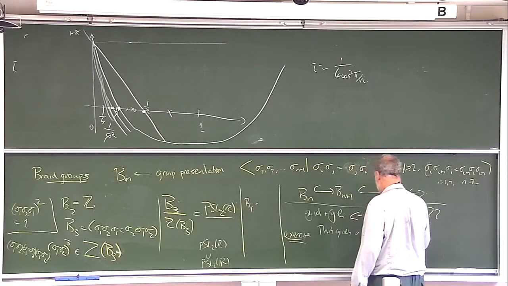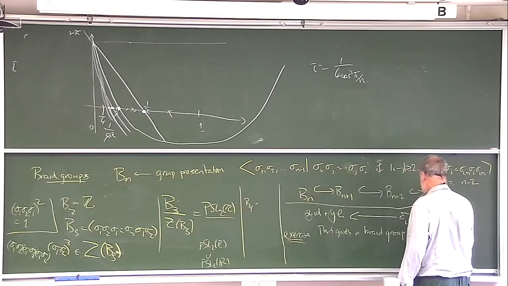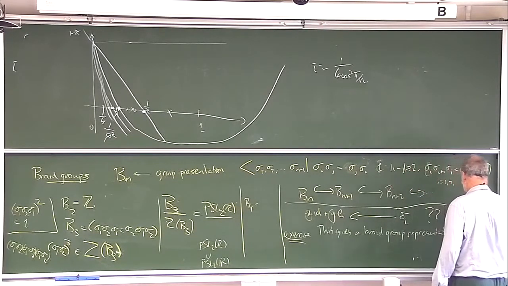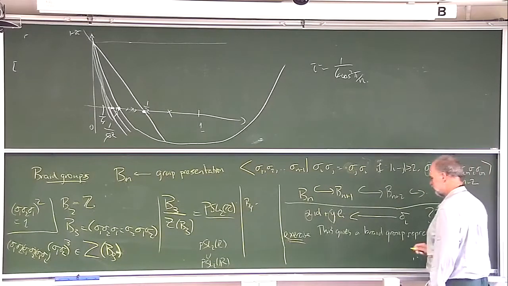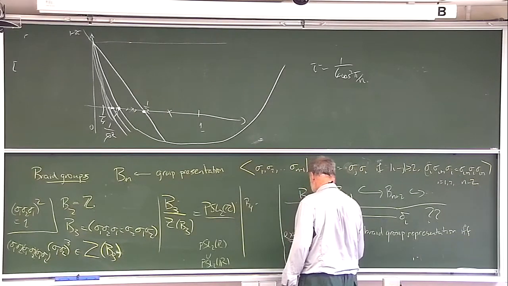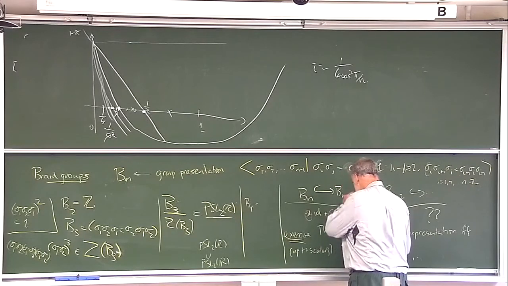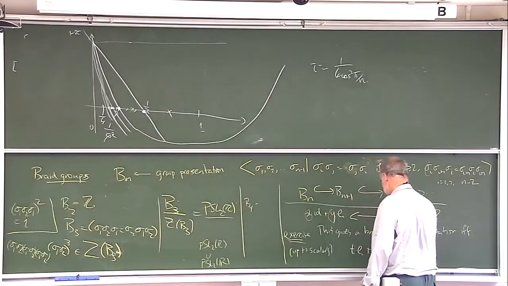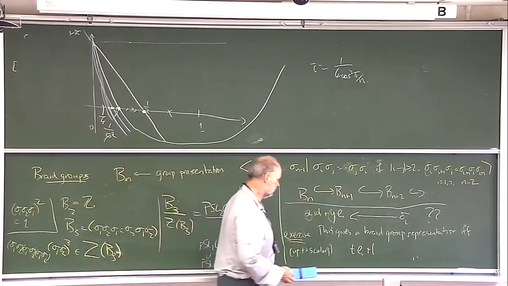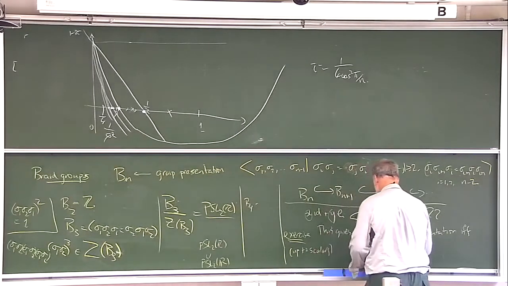a braid group representation, and only of scalars, have T EI plus 1 minus 1. You write it out, and it's like this form.